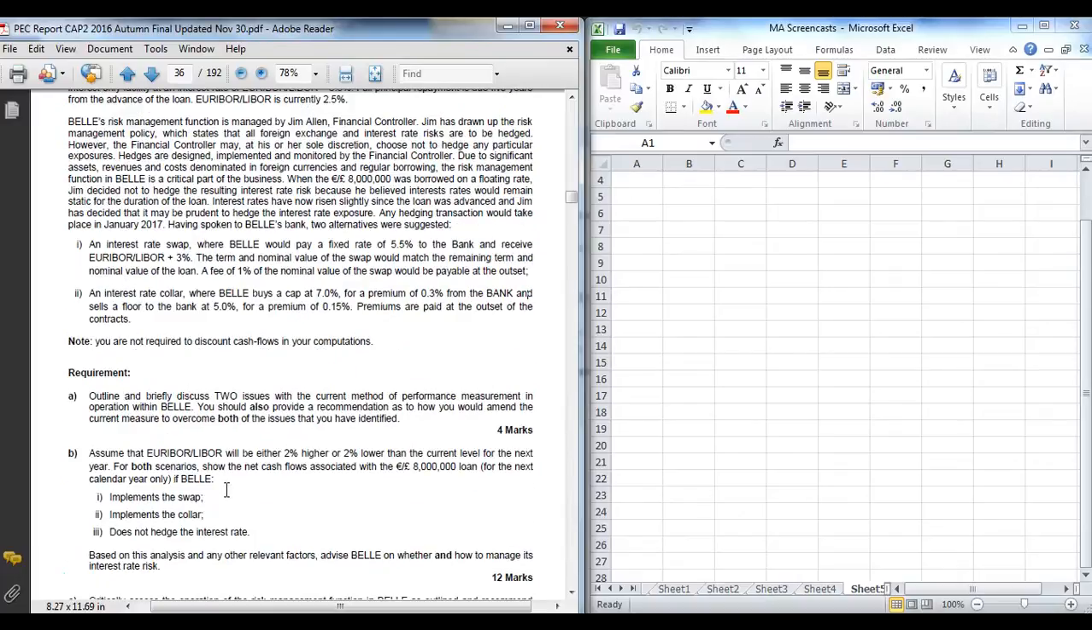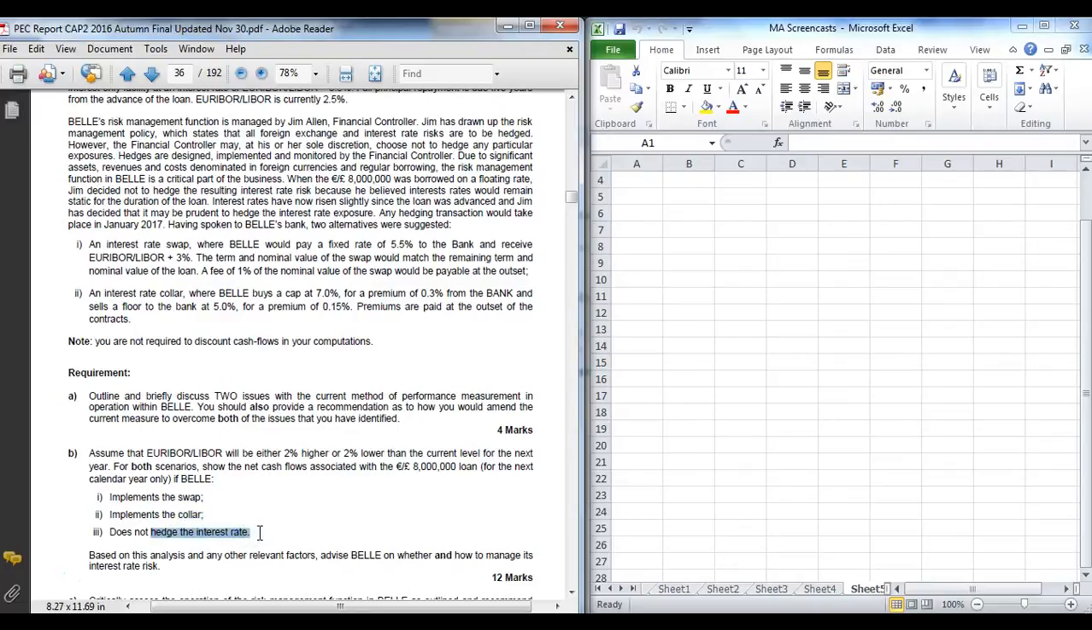So Part B is a very common question structure, both for foreign exchange risk but also interest rate risk, in that you're asked to assume that your IBOR, in this case, will be 2% higher or 2% lower than the current level for the next year, and for both scenarios show the cash flows associated with the 8 million loan. And they give you three different hedging alternatives, so either using a swap to manage your interest rate risk, using a collar, or doing nothing at all.